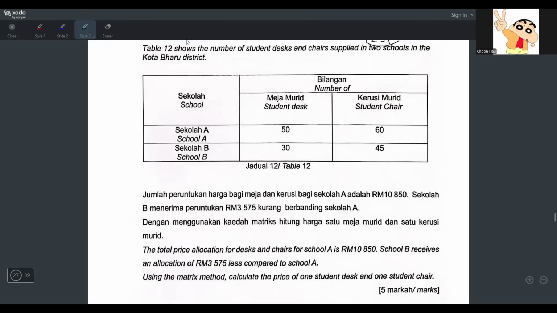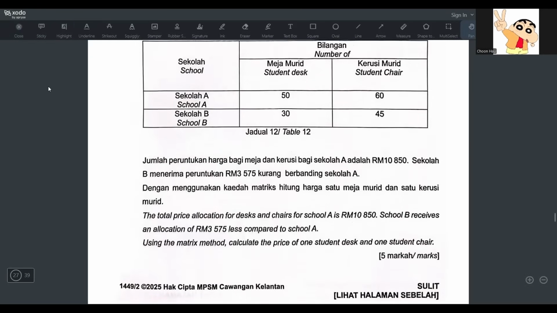Soalan B, let's go. Table 12 shows the number of student desk and chairs supplied by two schools in the Kota Baru district. So school A dia kena ada supply 50 meja, 60 kerusi. School B 30 meja, 45 kerusi. Okay, boleh faham. So nothing important here, so I'll just skip here.